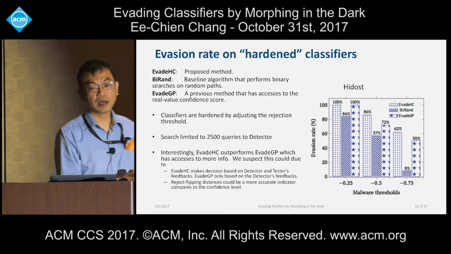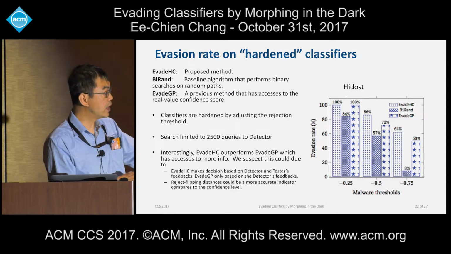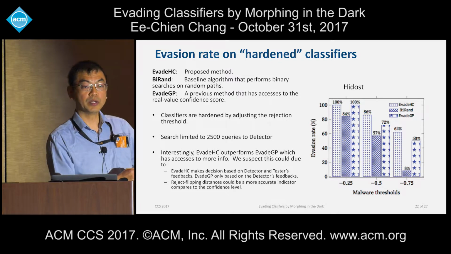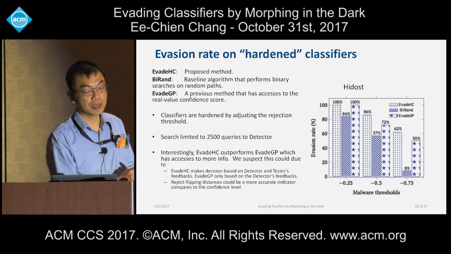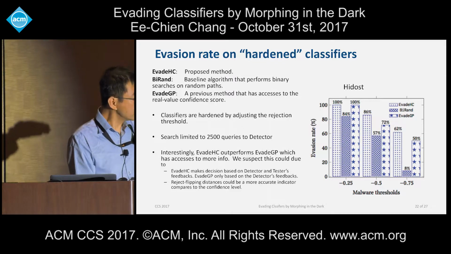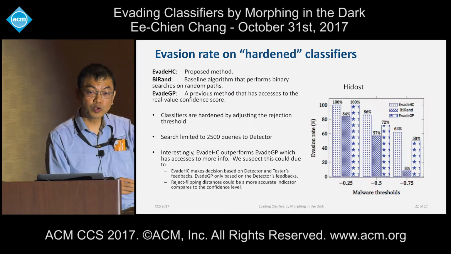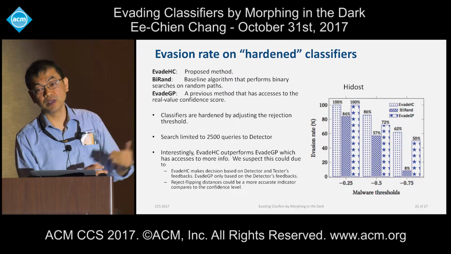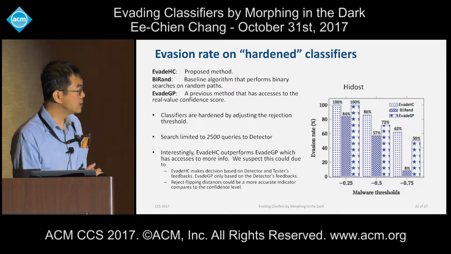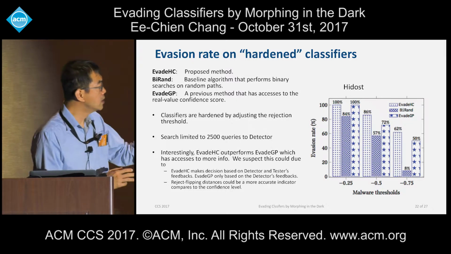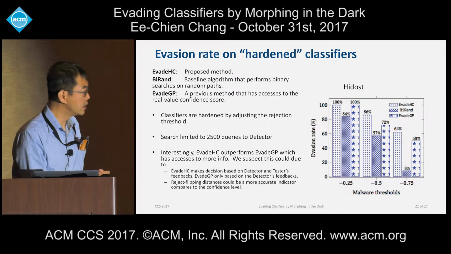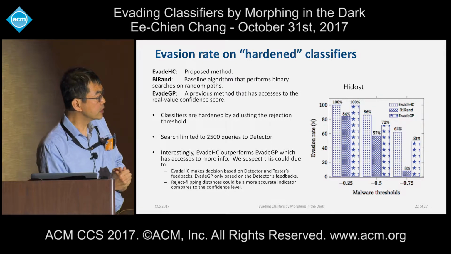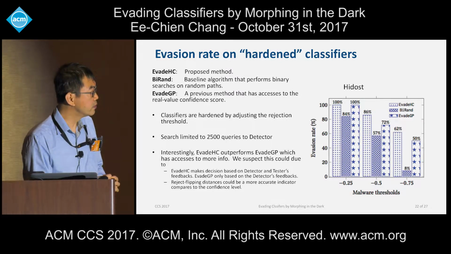On the right is our result. You can see the evasion rate, that means the percentage of samples that we can evade. Recall that we tested it on 500 samples. The bottom is the threshold we use in the classifier. The lower the threshold, the more difficult to evade. Not surprisingly, our method outperforms the random algorithm. At minus 0.75, we still achieve 63%, but binary random achieves only 8%.